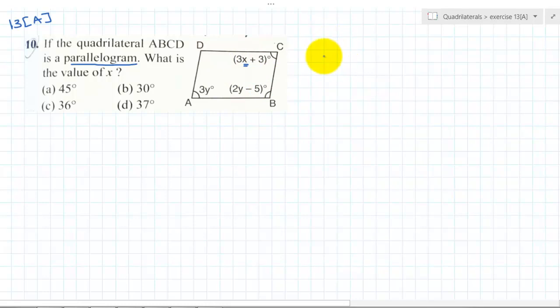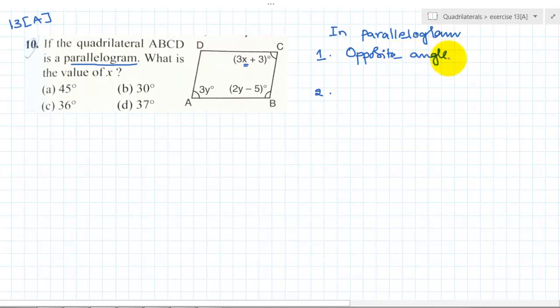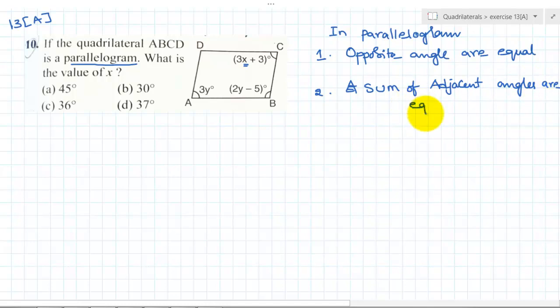We can solve it by using the properties of parallelogram. There are two properties which are useful to solve this problem. Number 1, opposite angles are exactly equal in a parallelogram. Number 2, the sum of adjacent angles is equal to 180. That is our second property. Let me write here. So in a parallelogram, opposite angles are equal, and the sum of adjacent angles is equal to 180 degrees.